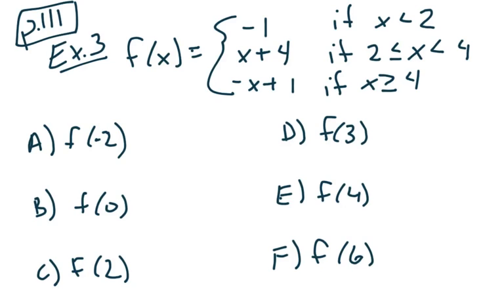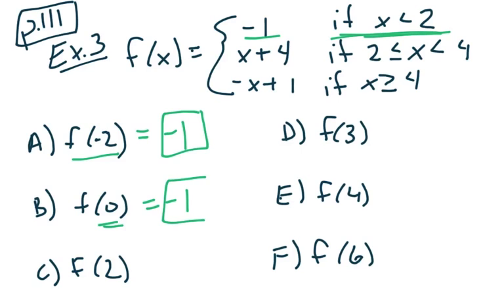So we can see in this top one, -2 is less than 2. So we're going to use the top one, which is just -1. 0 is also less than 2. So this is just equal to -1.